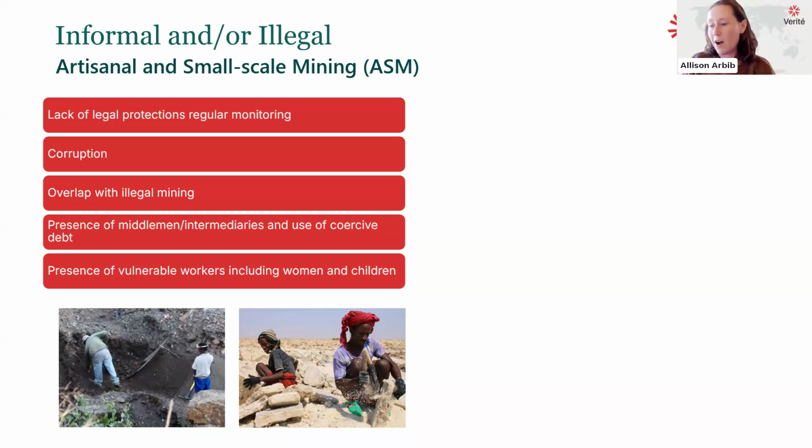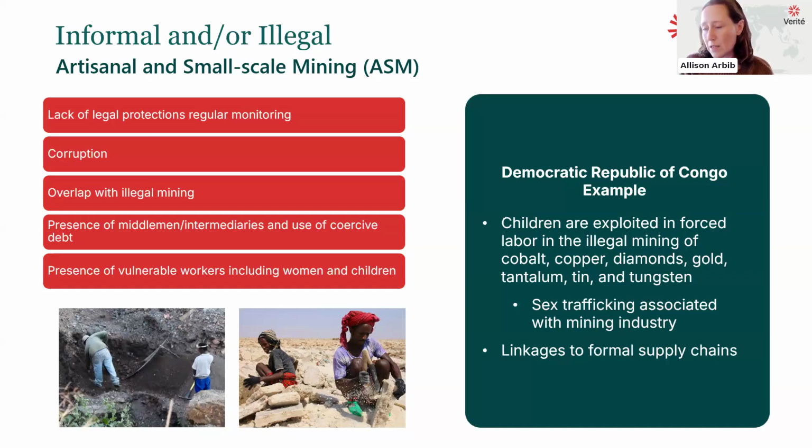In informal and illegal mining, many of the themes that we'll talk about today are also related. So there's the presence of middlemen or sponsors who provide credit and loans to help miners purchase materials, which can create cycles of debt. We see a high incidence of marginalized and vulnerable populations like migrants, women, and children. In the interest of time I won't spend a lot on it, but a lot of people are familiar with the examples of small-scale mining in the DRC, with children being exploited in forced labor in these contexts.